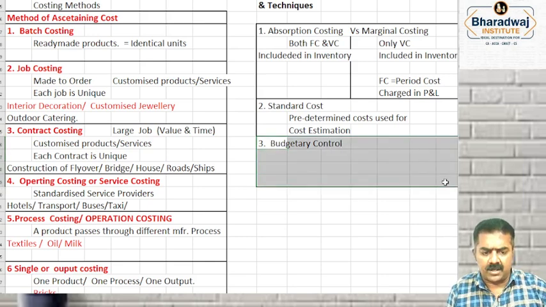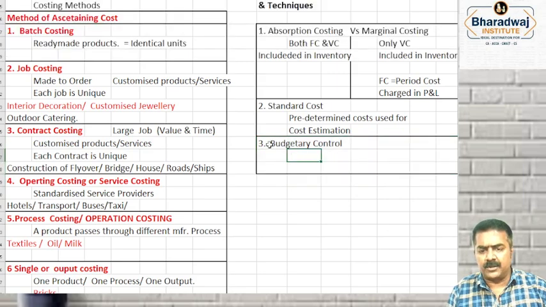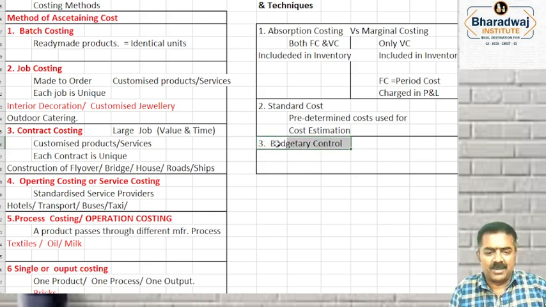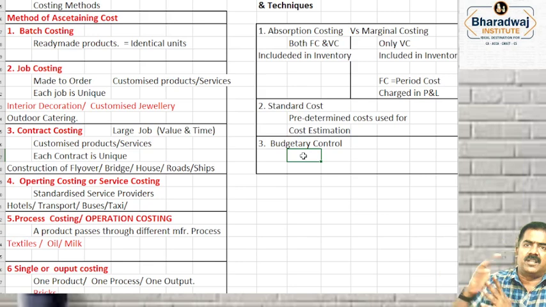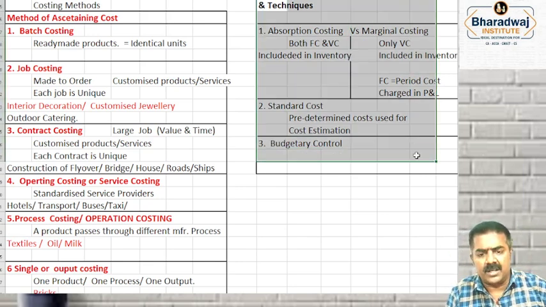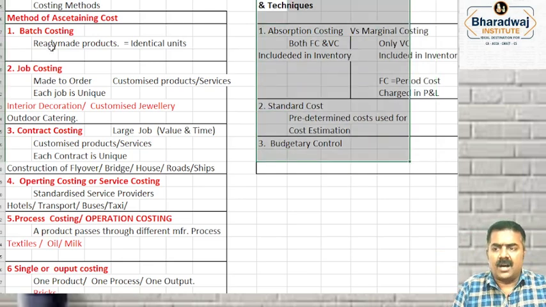Okay, what is budgetary control? Preparing a budget and controlling your activities according to that. You would have learned in management. If you fail to plan, you plan to fail. Okay. So there is budgetary control. That is which one? Budgetary control. Preparing a budget for every activity for every month. Accordingly, you do your activity. All these things are coming under which one? Techniques of costing.